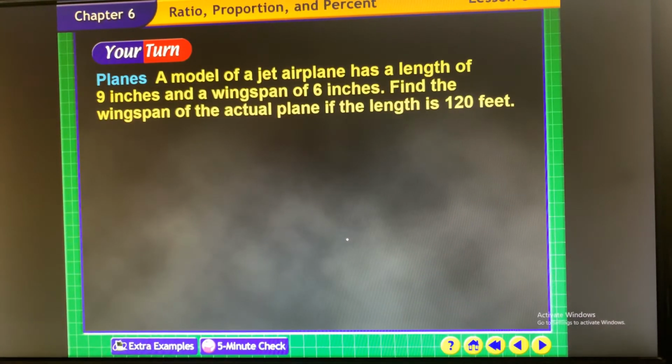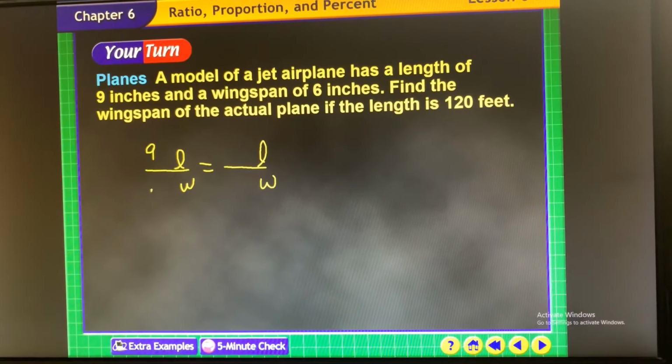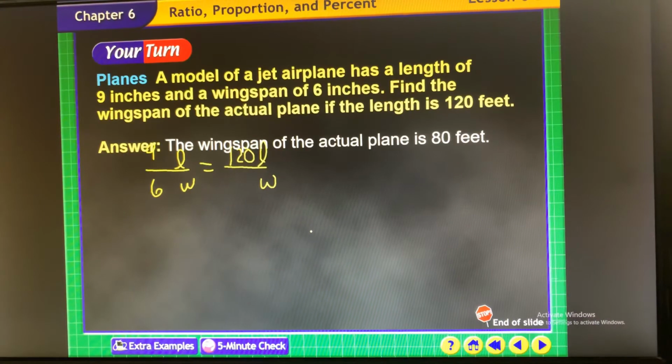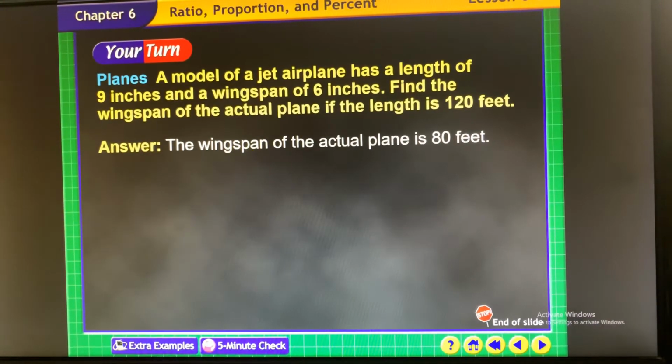You do it again. Just make sure you set it up correctly. There's more than one way to set it up, but just make sure whatever way you choose to set it up for the first one, you follow the same with this one. So this one I would almost do length over wingspan, like that. So length is 9 inches, wingspan is 6. Find the wingspan of the actual if the length is 120. And you do your cross multiply and divide and get 80 feet. Don't forget your units.